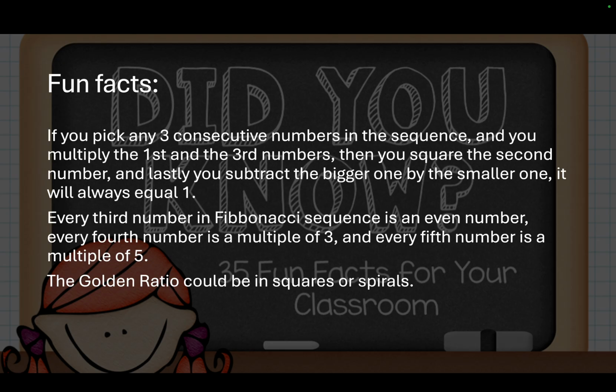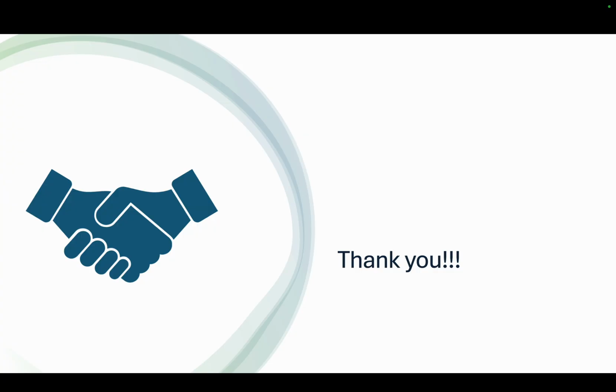Also, every third number in the Fibonacci sequence is an even number, which means it's a multiple of 2. Every fourth number is a multiple of 3, which means it's divisible by 3 as well. And every fifth number is a multiple of 5, so it's divisible by 5. Lastly, the golden ratio could be found both in squares and spirals.